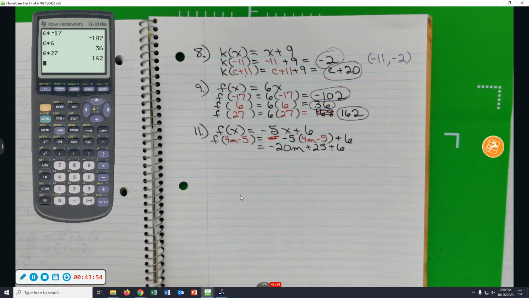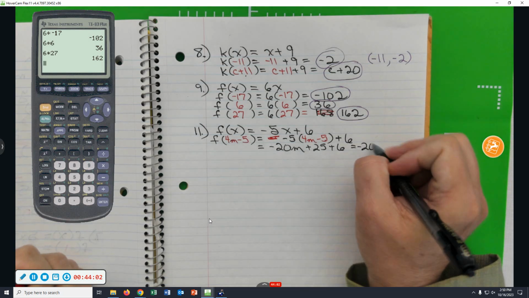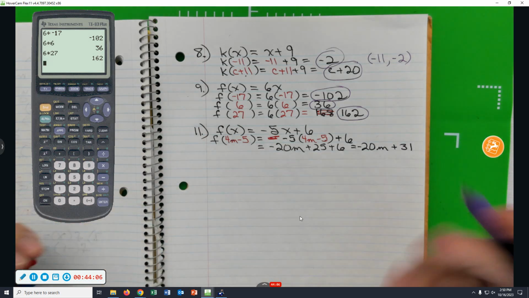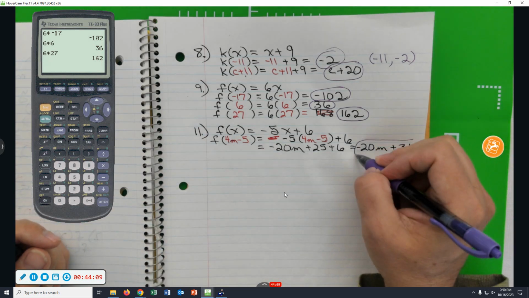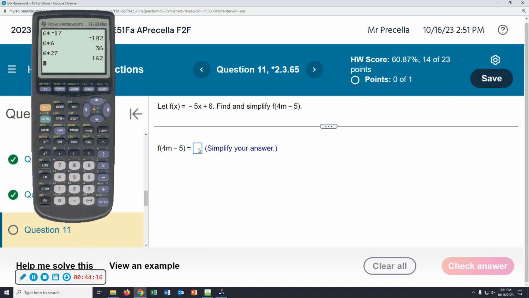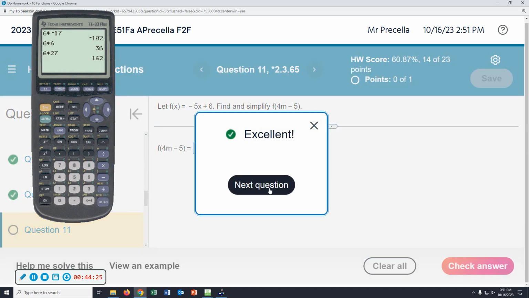What's that going to give me for a final answer? I agree. Negative 20m plus 31. Type that in. Negative 20m plus 31. Any questions there?